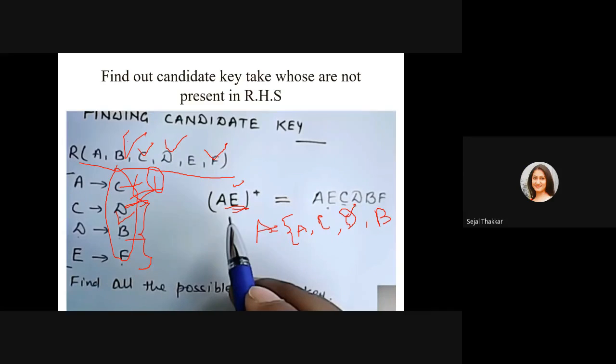Now the next is E. We have E, so we have to find out the closure of E also. So E itself will come, right? And E tends to what? F. From dependency number 4, you can find out E tends to F. So you can write down E tends to F. Now you can compare with this relationship.